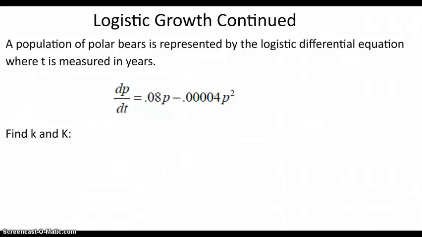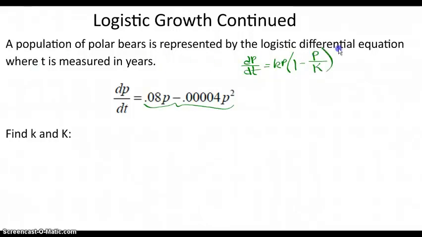We're just going to work a few more logistic growth examples, and that'll give us a better idea of how to manipulate this function into the form that we need for logistic growth: dP/dt equals little k times P times the limiting factor, 1 minus P over big K.